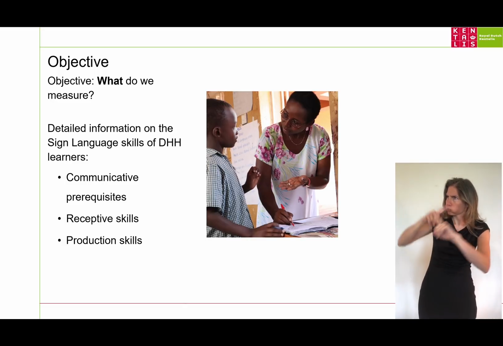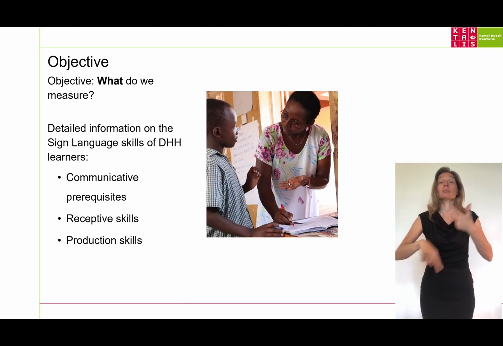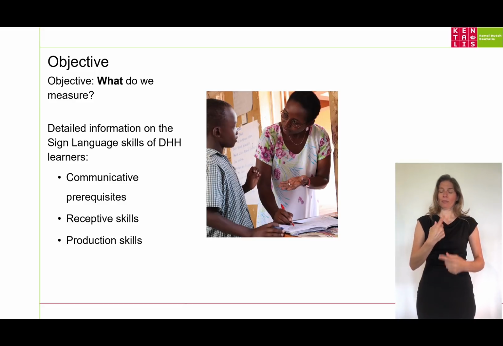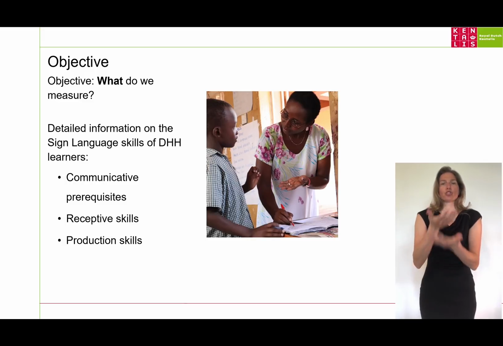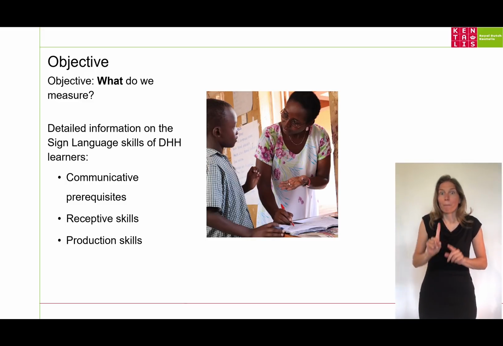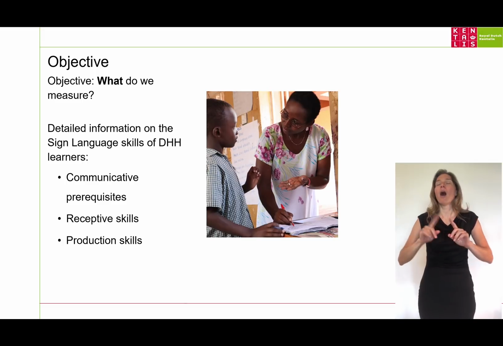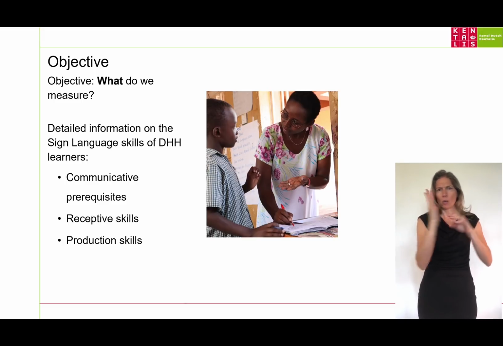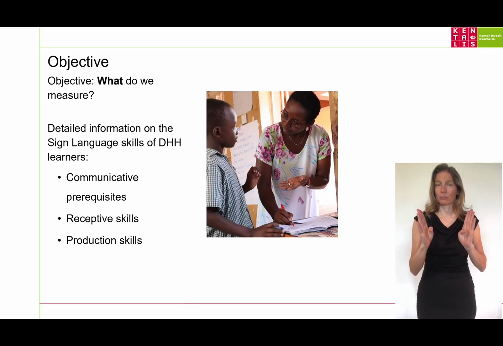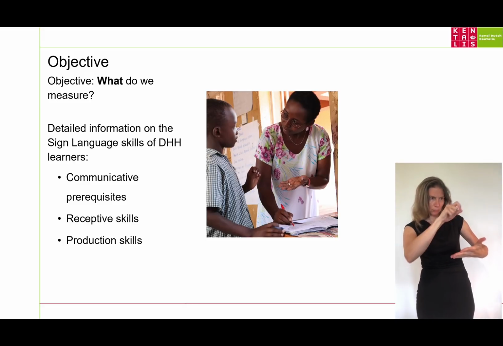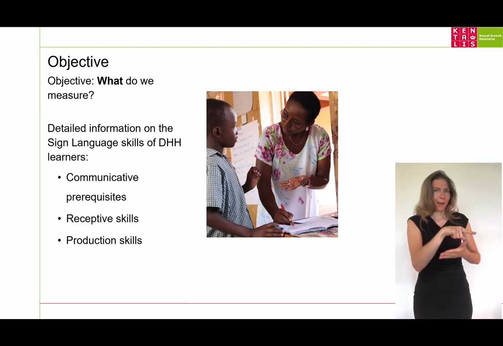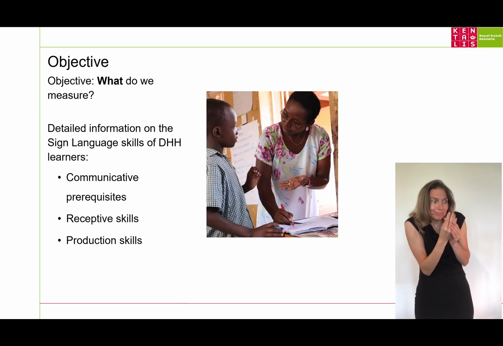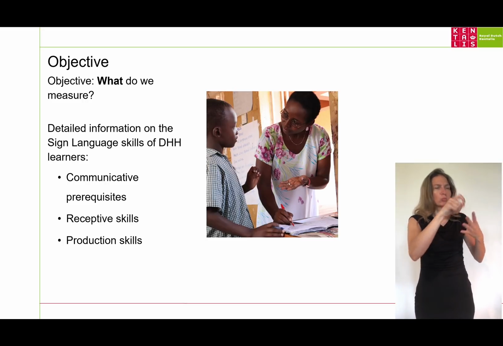Now the third one is their production skills. So their ability to sign themselves. And these as well start off with simple one sign utterances and grow in complexity. And the person filling out this observation list can mark whether the child masters these or not yet, or if it's emergent, or if it's not seen. So there's 4 categories for that.